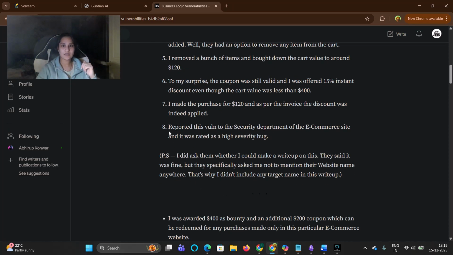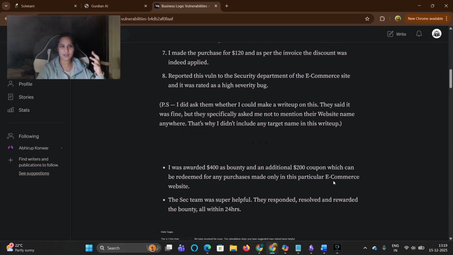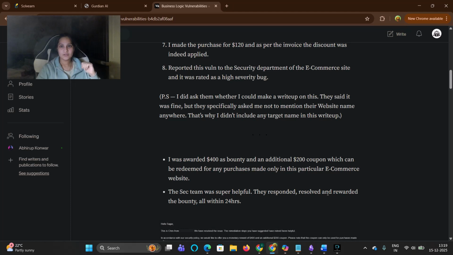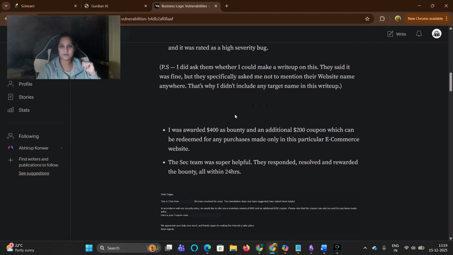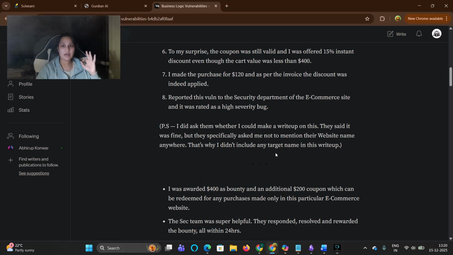So this is one of the things, and they reported this vulnerability to the security department of the e-commerce, which is indeed a responsible step, and that is why it is always said be responsible, guys, which is a good thing. I would appreciate his responsibility. You can see he was awarded 400 and an additional 200 coupon as well. That means he was given a bounty of $600, and they have mentioned that this is a high severity bug, and obviously it is because it can lose them money, it can lose their reputation, it could be a loss of so many things there.